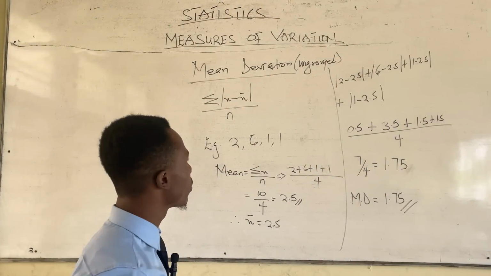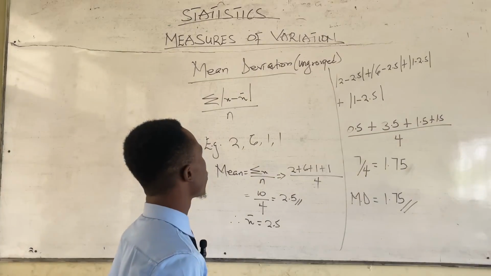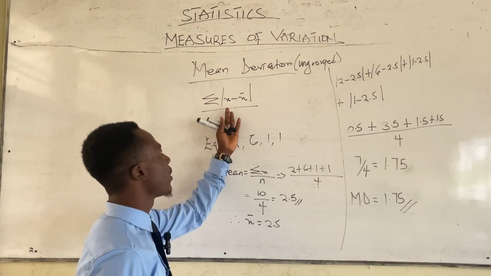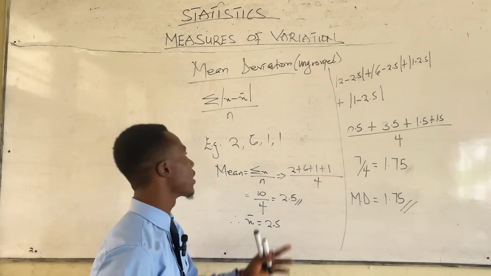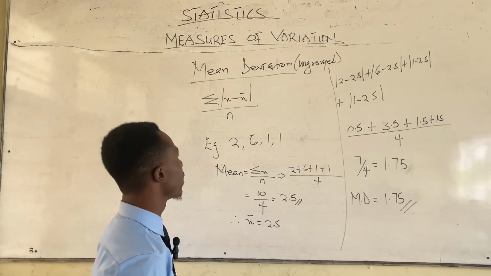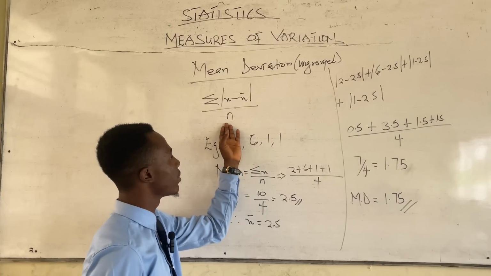Okay, so that is what mean deviation is. For mean deviation of ungrouped data, it's very simple. You just have to keep the formula in mind: we always have something we call deviation, and deviation is x minus mean, right? And so x minus mean is a deviation, and you sum the deviations and divide by the frequency.